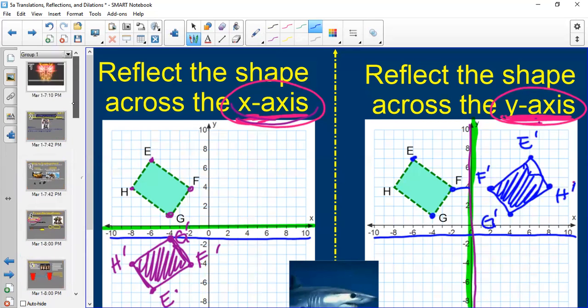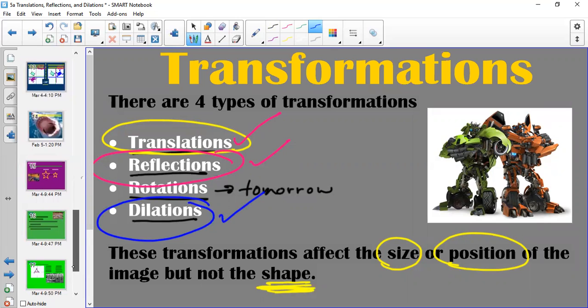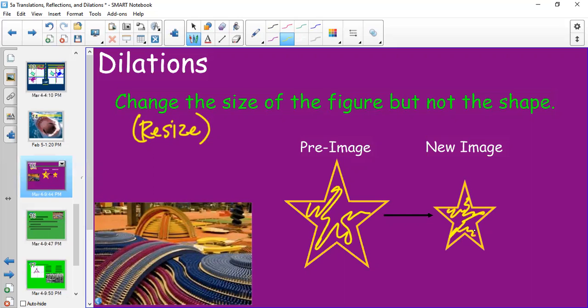All right, so now we've got reflection. I'm going to move on to the last one for today, which is dilations. And if I had to say one word for a dilation, I would use the word resize. In other words, we're going to change the size of the shape. It could get bigger or it could get smaller. Either one can happen on a dilation. Notice the shapes did not change, so a star is still a star. In this case, it just shrunk.